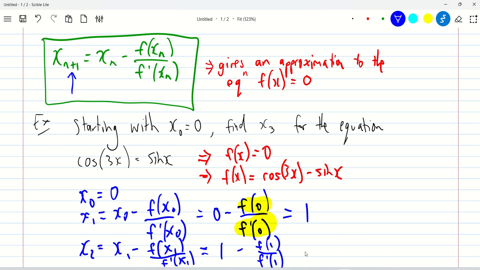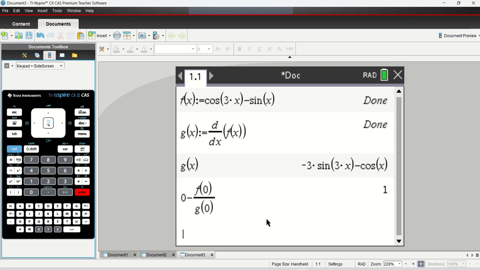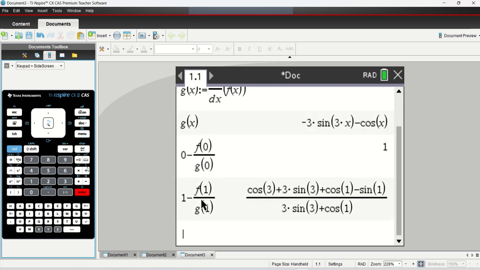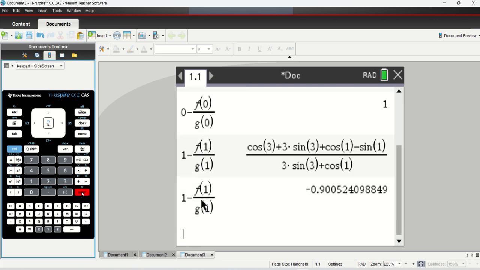So I need to find x3. I'm going to entirely do it on calculator now. So it's going to be 1, that was my previous value, take away the fraction f of 1 over g of 1. Remember, that's my derivative, that's equal to that mess. I don't care what that's equal to. I'm using calculator, I just want control equals. And I've got this value, so negative 0.9005. Okay, so that's x2.